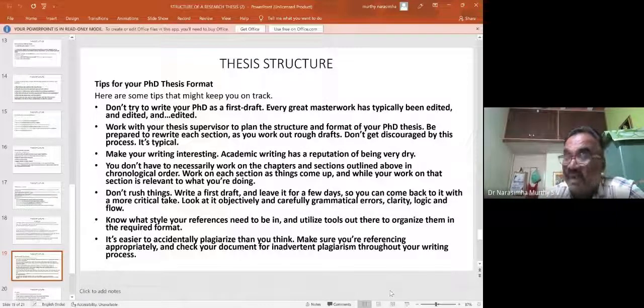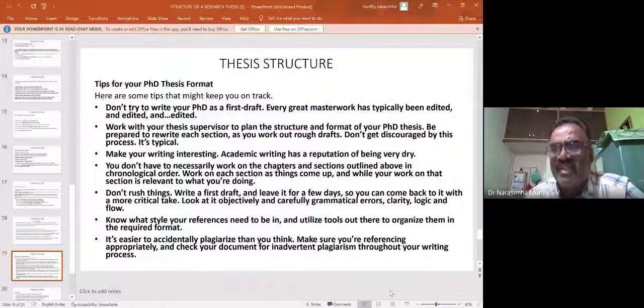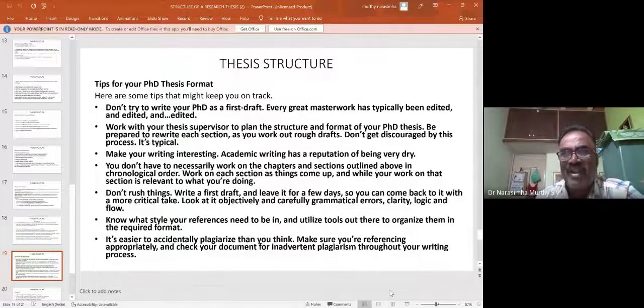Such things an English faculty must take care. Okay. And remember, always plan, sit with your supervisor, structure and format. And remember, you should have a lot of patience at this point of time. Should be prepared to rewrite, work out drafts.